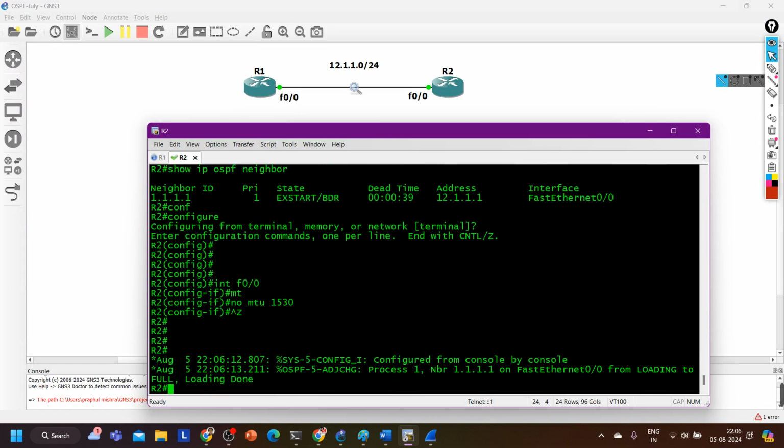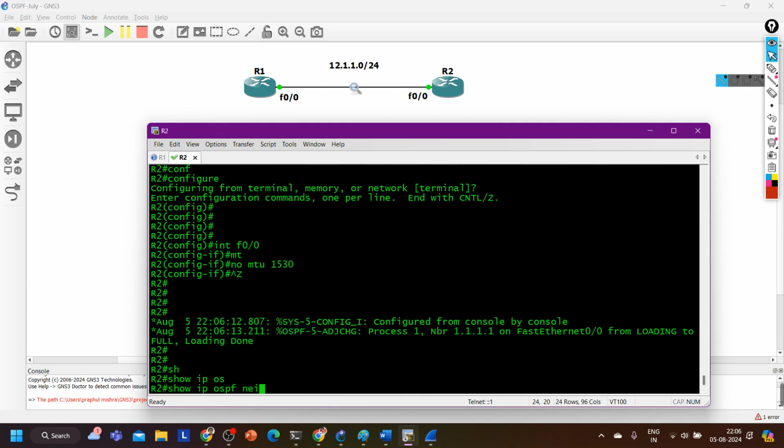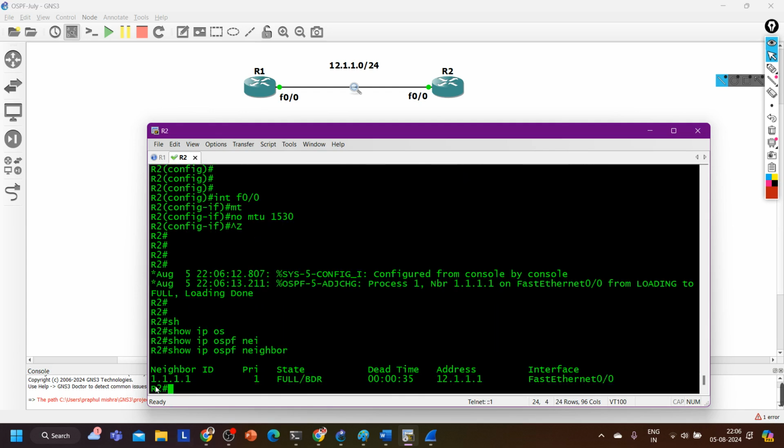Now both routers are already exchanging hello message. So you can see these routers have formed the neighborship. So show IP OSPF neighbor. Done. See, now neighborship is in full state. Full state means both routers have exchanged their database.